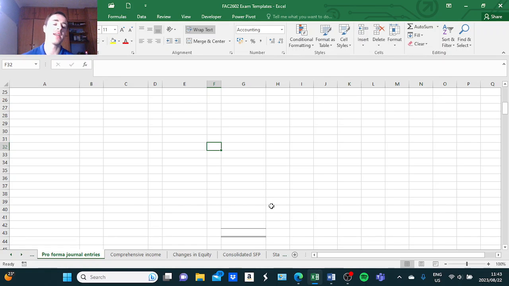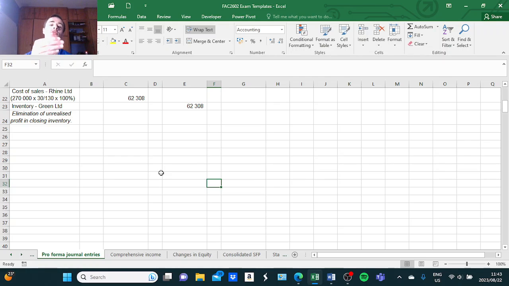So in order to eliminate the owner's equity of the subsidiary at acquisition, we need to debit all the equity balances that were given at acquisition, right? And then we need to credit the investment in subsidiary line item as well as non-controlling interests, because we are dealing with a partly owned subsidiary.